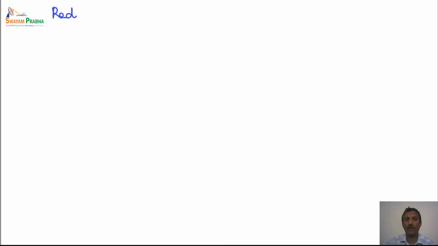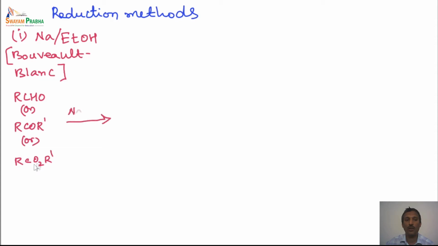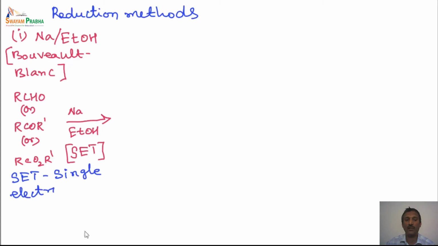Let us quickly compare some of the reduction methods that are used for the synthesis of alcohol. First, let us study about the sodium and ethanol reaction, that is the Bouveault-Blanc reduction. So here aldehyde, ketone or esters are reduced in the presence of sodium and ethanol. This is a single electron transfer reaction. So in this particular case, what happens is sodium is converted into Na plus ion and electron. So this is the single electron which is involved in the transfer reaction.